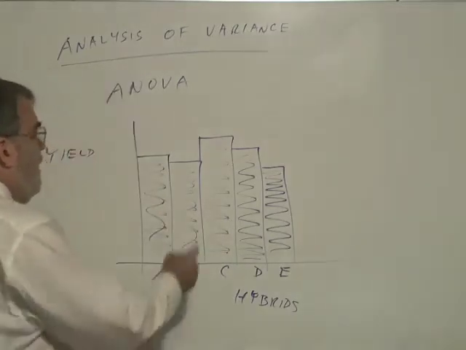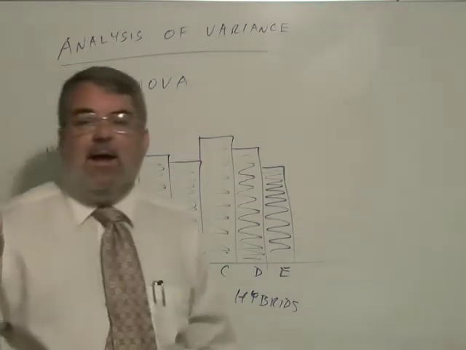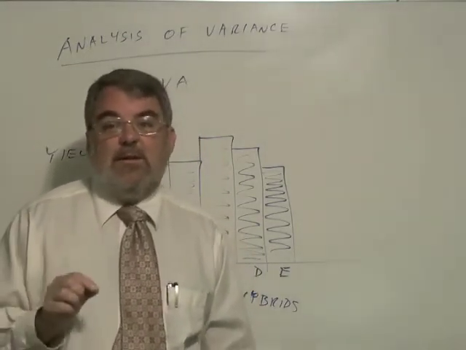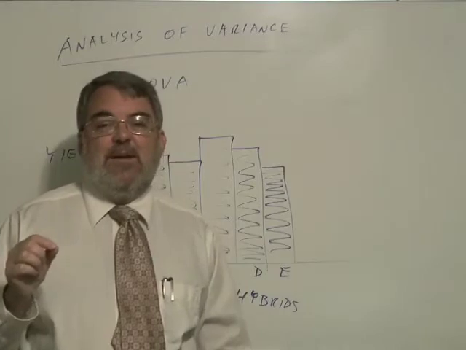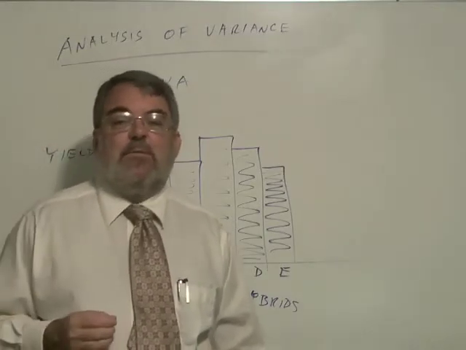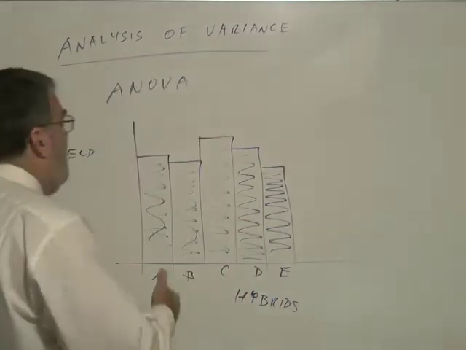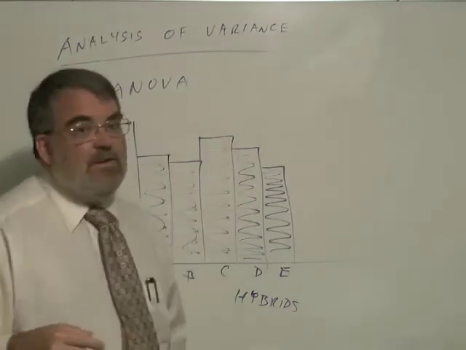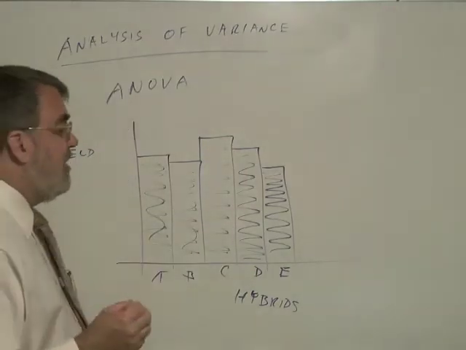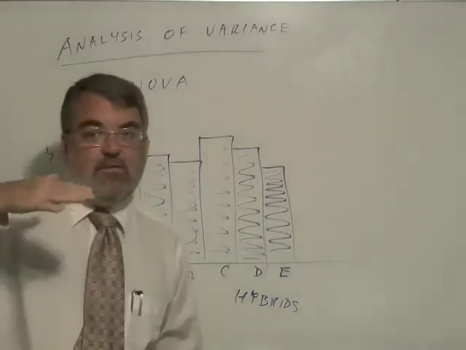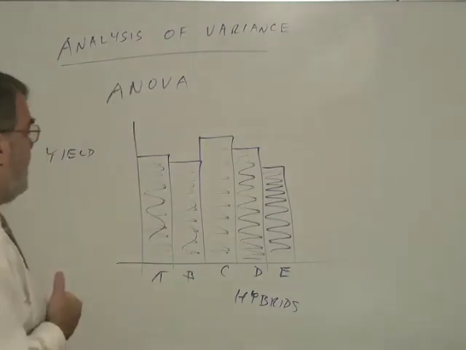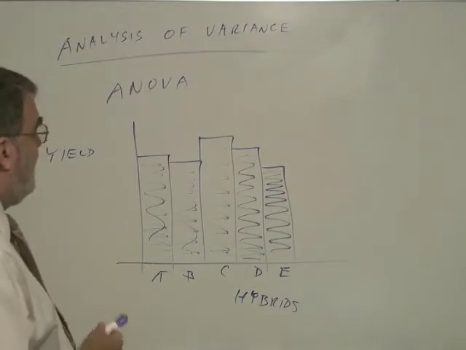For example, here hybrid C has the highest yield, but how do we know that's not just due to randomness, that it truly is a variation that is significant? In other words, how can we measure the significance of these differences we're seeing, to see if they truly are statistically significant or if it's just due to randomness? Out of that came the analysis of variance.